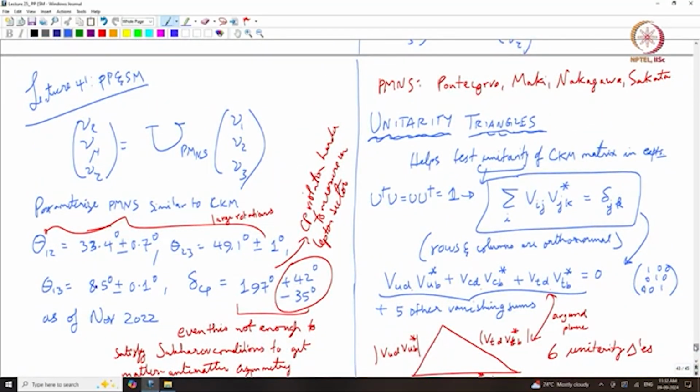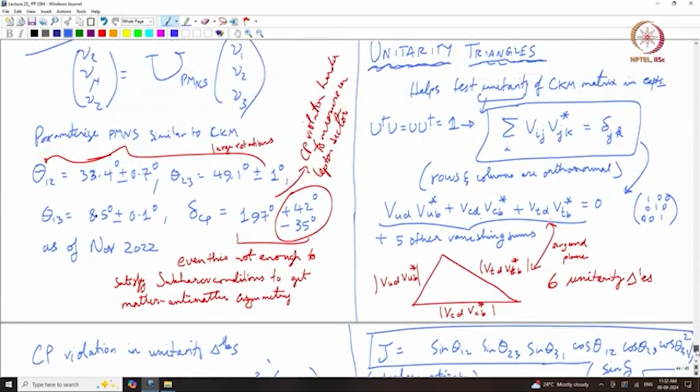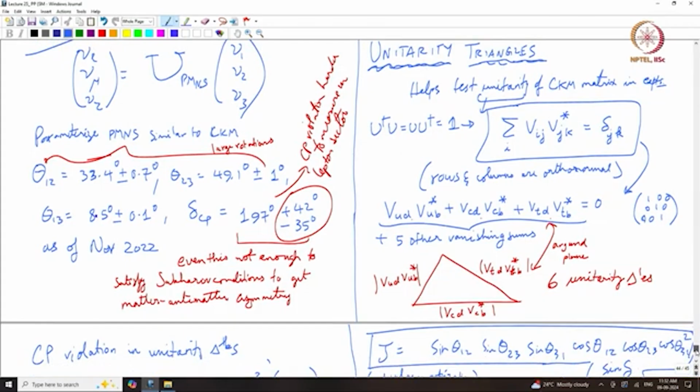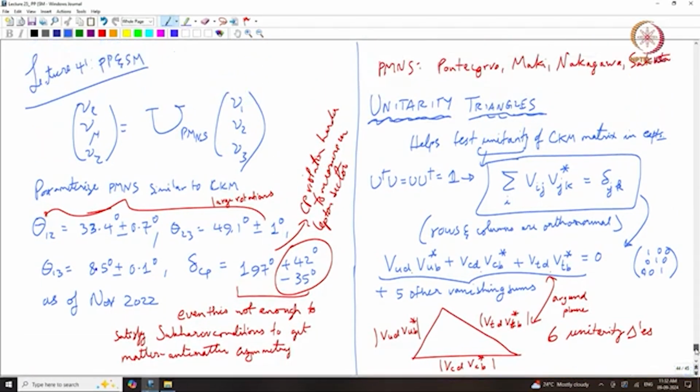What is the PMNS matrix? It is the matrix that takes you from the mass basis to the flavor basis in neutrinos. We parameterized it in the usual way, the way we used for the CKM matrix, and we found that the rotation angles in this case, unlike in the CKM matrix, were actually considerable, so we understand that the neutrino flavors do mix a lot with each other, unlike the quark flavors.